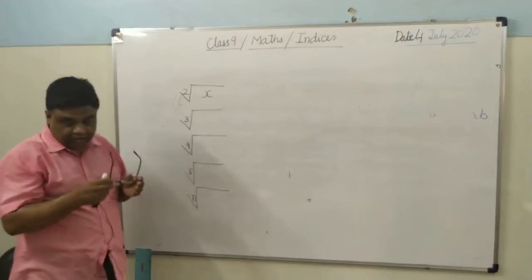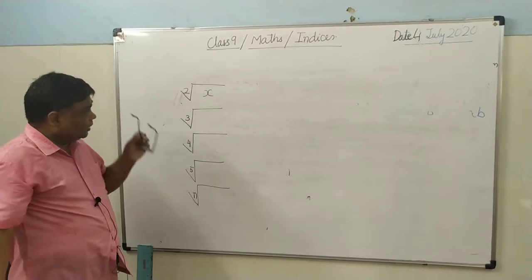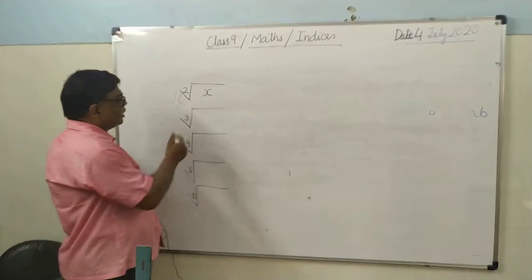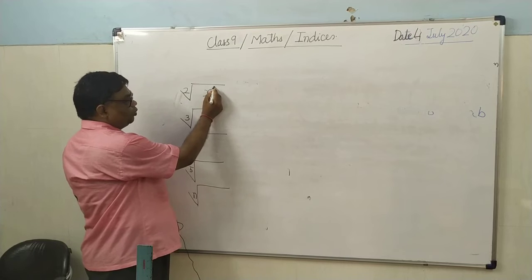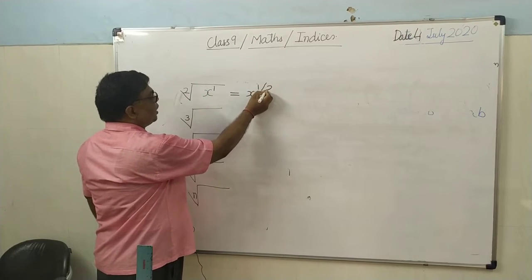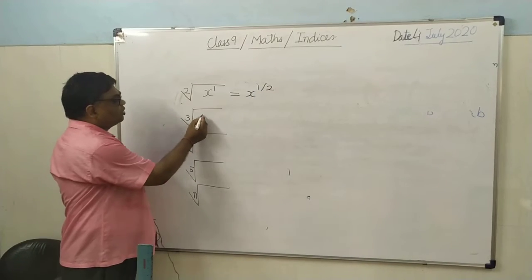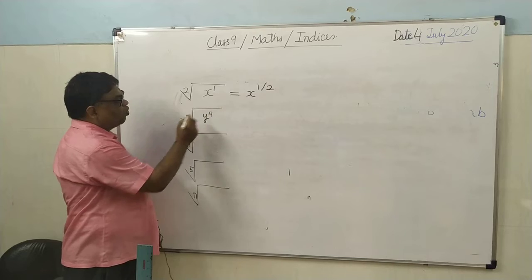Power will go in the denominator of the existing power. You can see here, whether there is any power here? No power, so you will take 1. When you open it, x to the power 1 by 2. Suppose here y to the power 4.